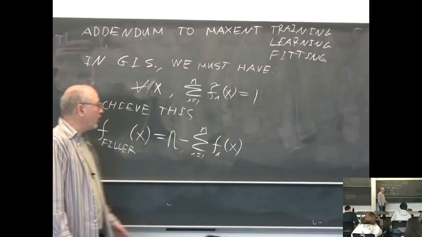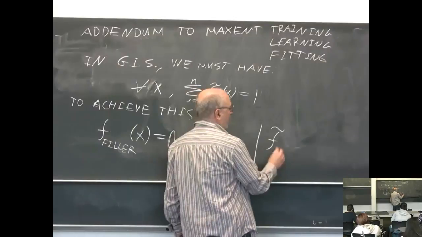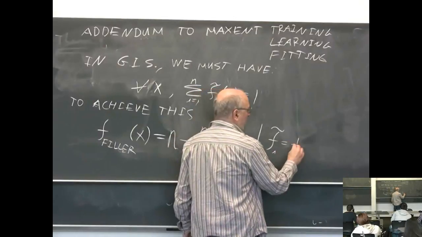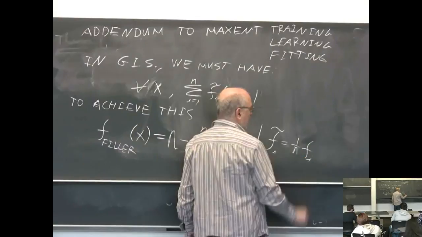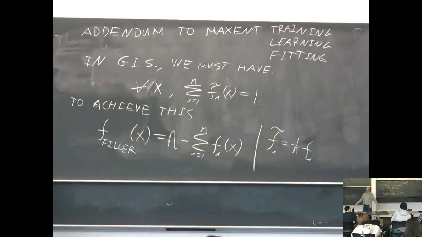And after you do that, you normalize the features to be f normalized of i equals 1 over n f_i. So you basically make them all sum to 1 by having a filler feature, adding that in, and then dividing by the sum. So it doesn't change the understanding of what's going on, but it's important if you're going to implement it. It's important to know that GIS relies on this fact.